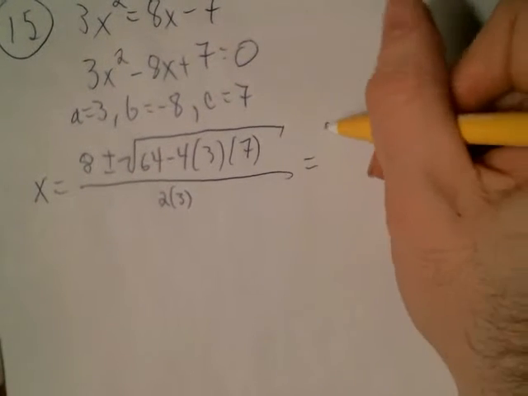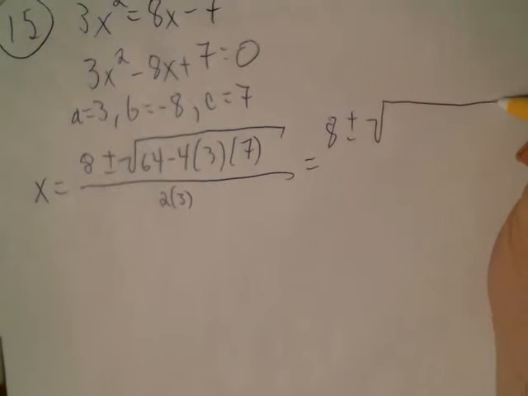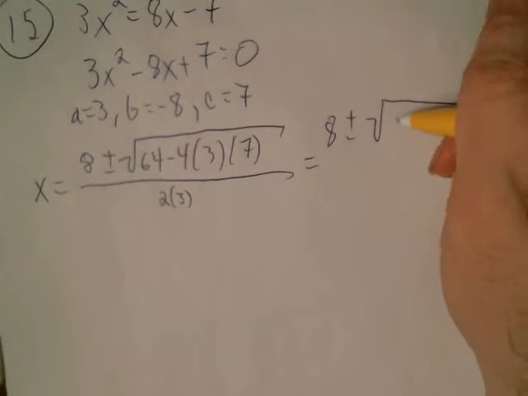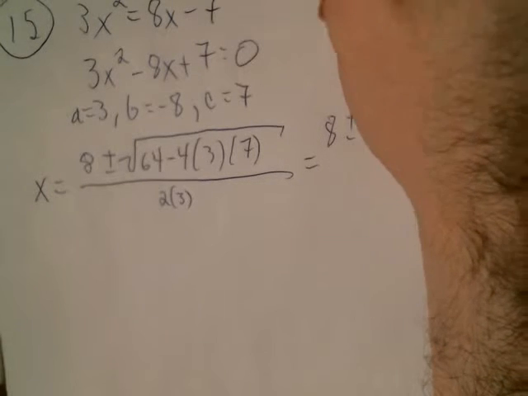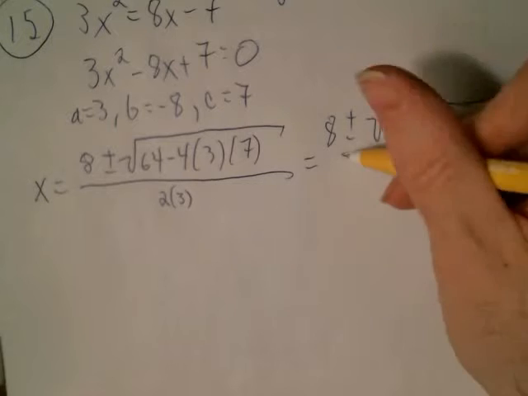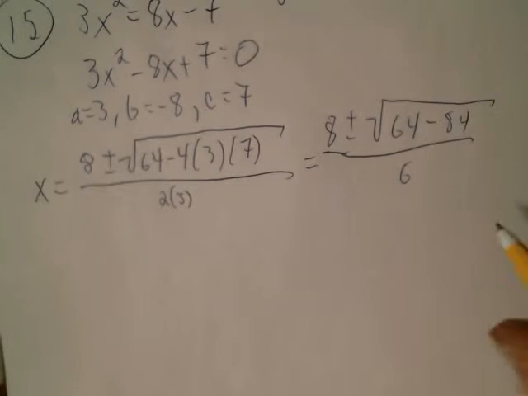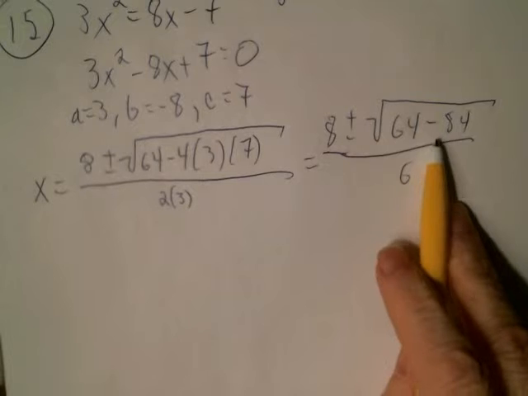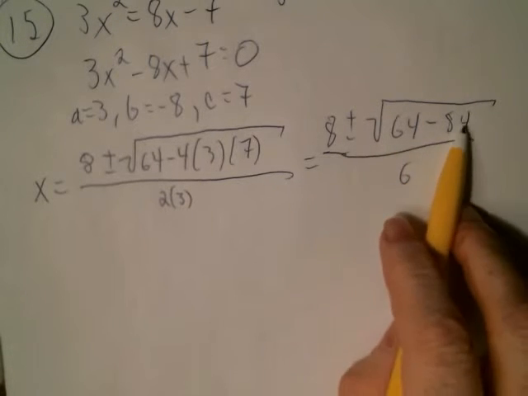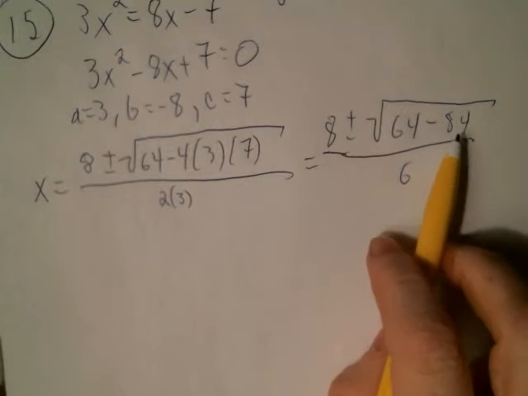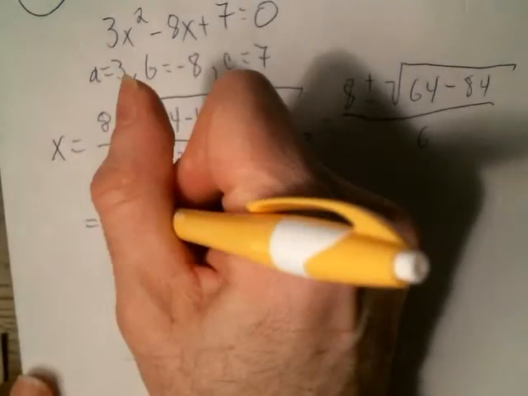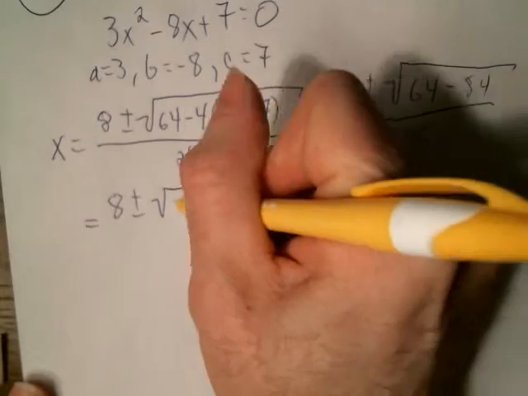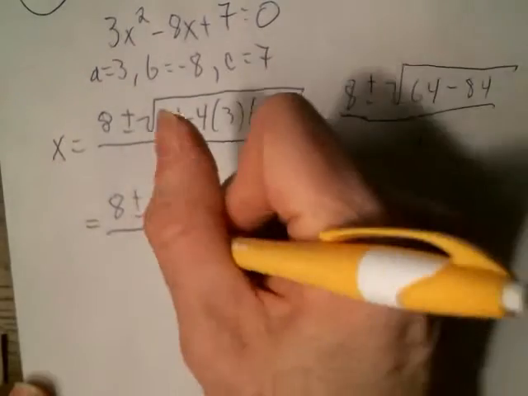And start simplifying. 8 plus or minus square root of 64 minus 84. And some of you may be freaking out. Uh-oh, there's going to be a negative in the radical, right? The stuff in the radical is called the discriminant. We're going to talk about that in more detail in the next section. But yes, the discriminant here is negative, so we're going to have imaginary solutions. So here it'll be 8 plus or minus square root of -20 all over 6.